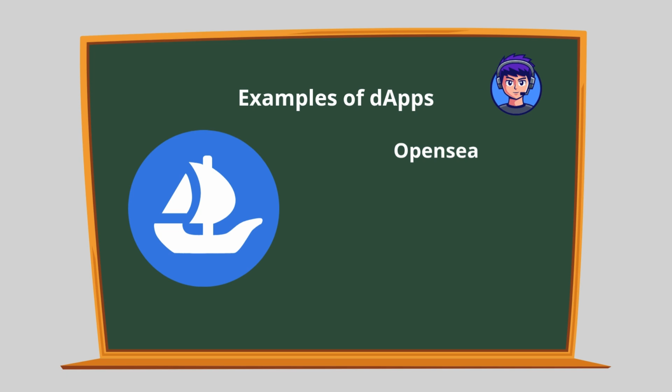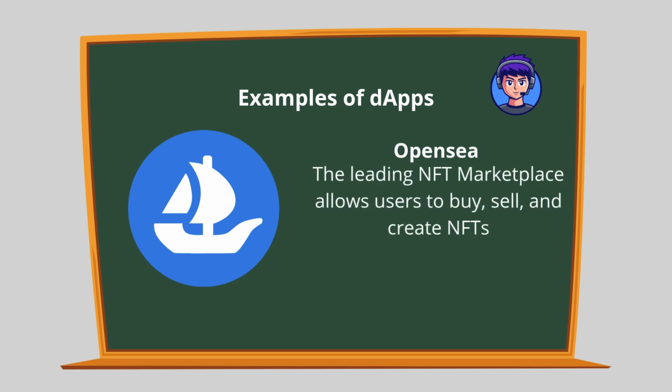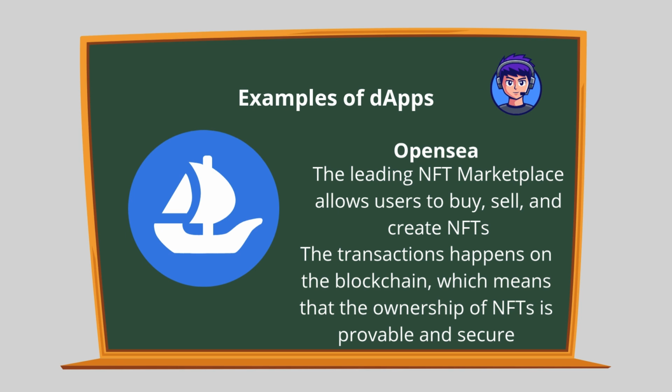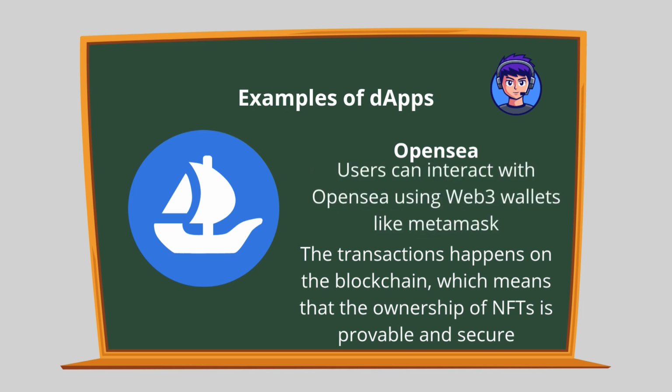OpenSea. OpenSea is the leading NFT marketplace. It allows users to buy, sell, and create NFTs, which are unique digital assets like art, music, collectibles, and more. Although OpenSea does have some centralized elements, the actual transactions happen on the blockchain. This means ownership of NFTs is provable and secure. Users can interact with OpenSea using Web3 wallets like MetaMask to sign transactions directly.